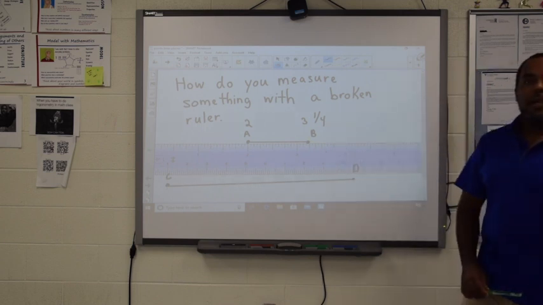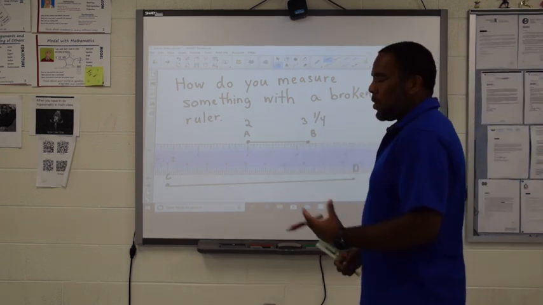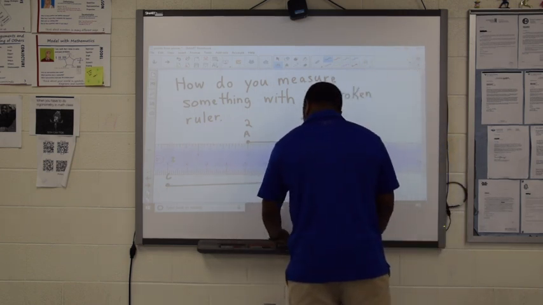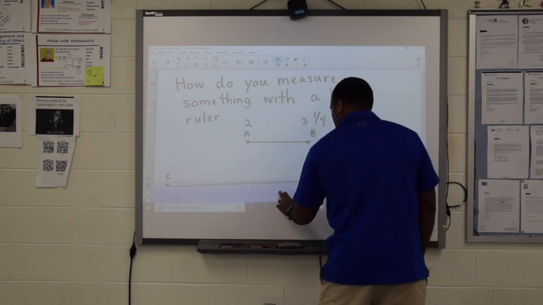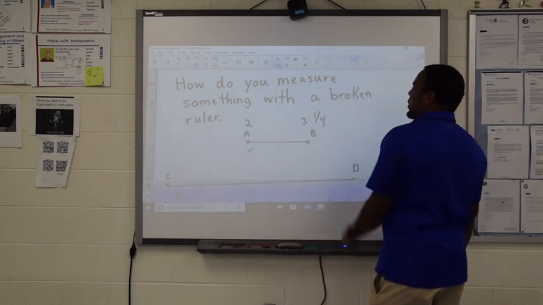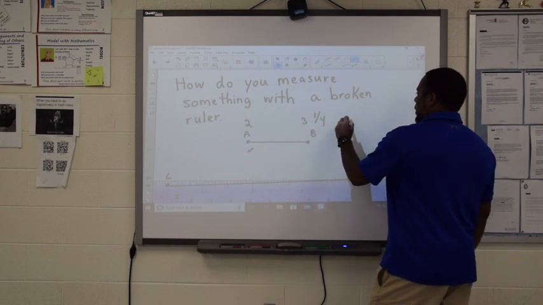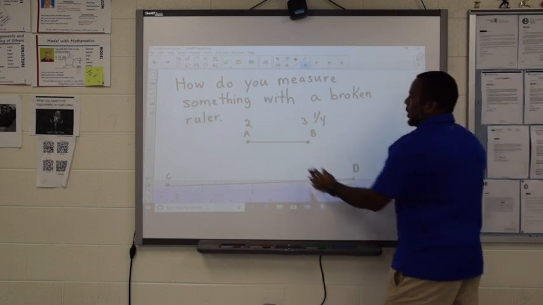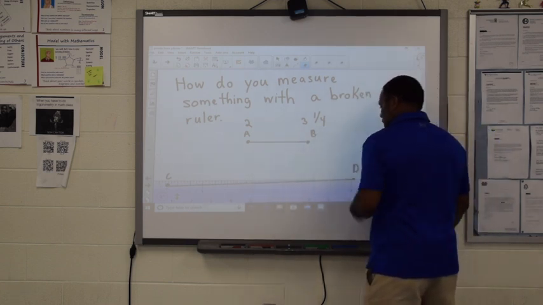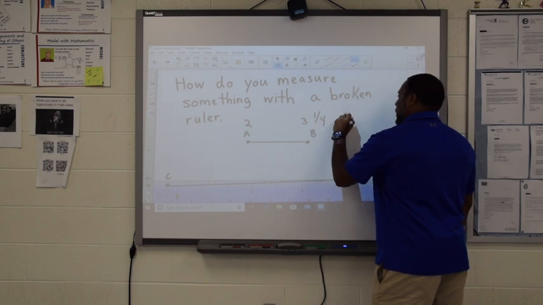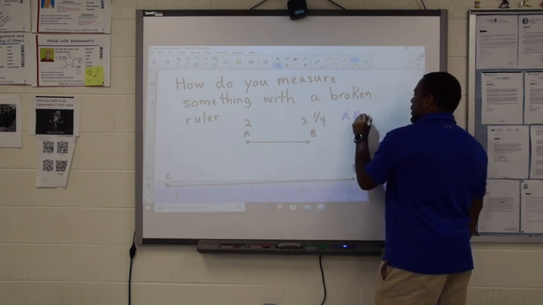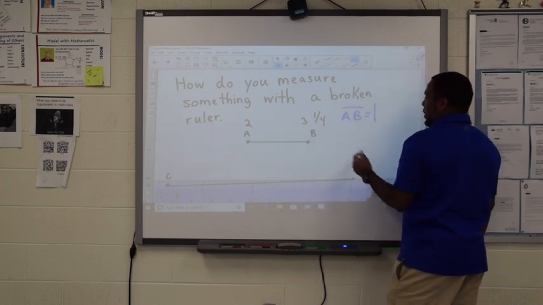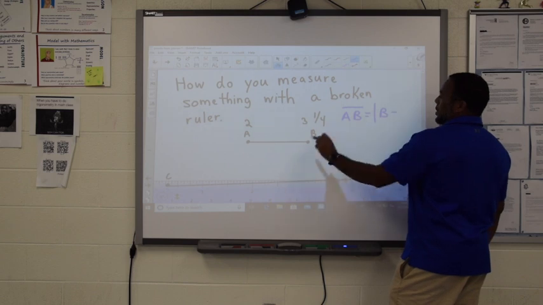Does that mean that AB is 3 and 1/4 of an inch? No, it doesn't. Actually, what it does mean, though, is that from A to B, well, how can I figure this out? I'm going to say, well, it's actually the absolute value, so here we have AB. AB is equal to the absolute value of wherever B is minus wherever A is.